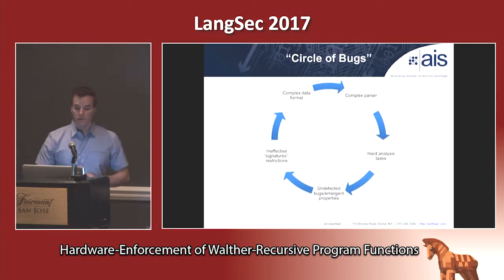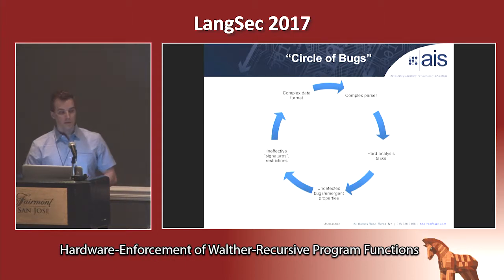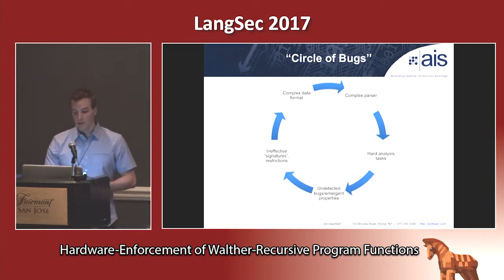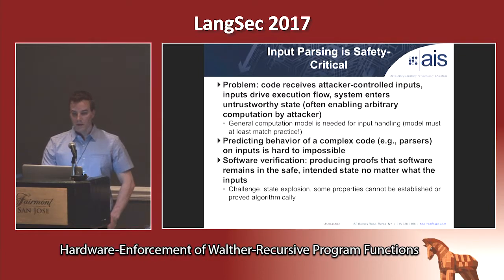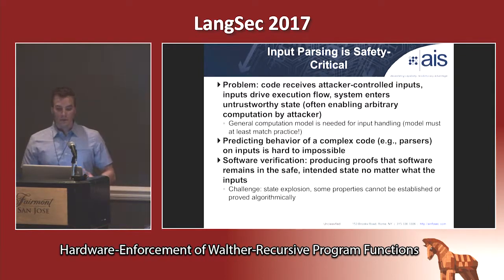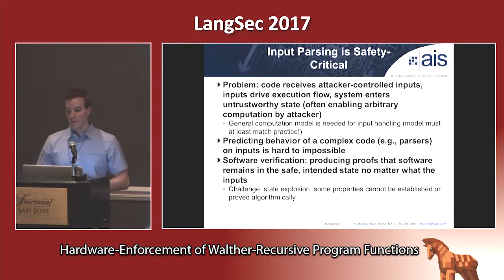So we are in this circle of bugs where you have a complex data format, you have a complex parser, you have analysis you're trying to do, which leads to bugs, and then we try to reactively deal with them by writing signatures, which is certainly not the best way, but that's how things are. And at the center of that is input parsing, where you have a program which an attacker has control over to put in whatever type of input they want. If they do it right, they can drive execution flow and put the system into an untrustworthy state, which is hard to model, hard to deal with, hard to understand, and hard to predict what they're going to be doing in a Turing complete environment.